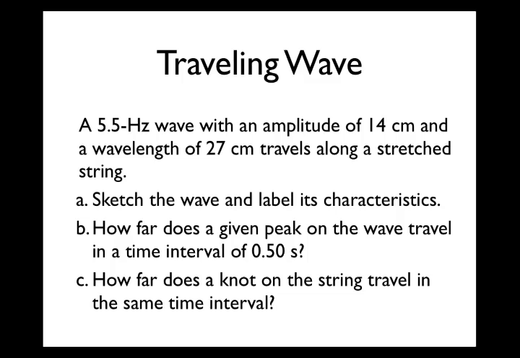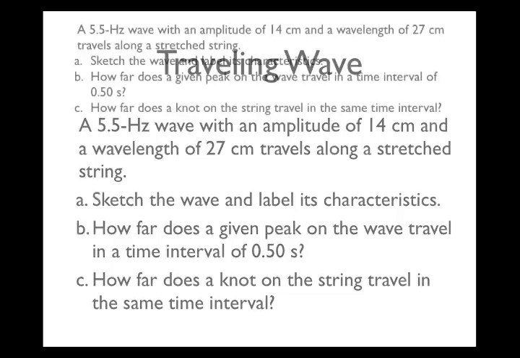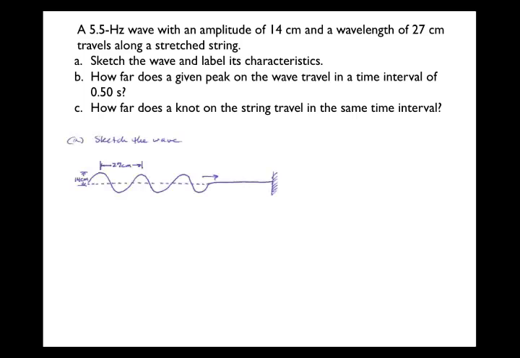So this wave has an amplitude of 14 centimeters and a wavelength of 27 centimeters, and it travels along a stretched string. So we're asked to sketch the wave and label its characteristics, deduce how far the peak on the wave travels in the time interval of half a second, and how far a knot on the string travels in the same time interval. So let's take those one at a time.